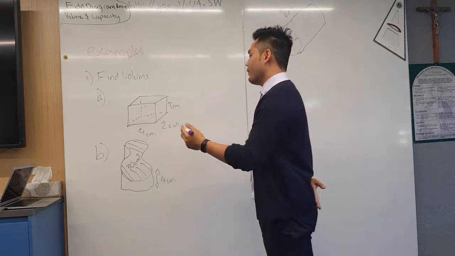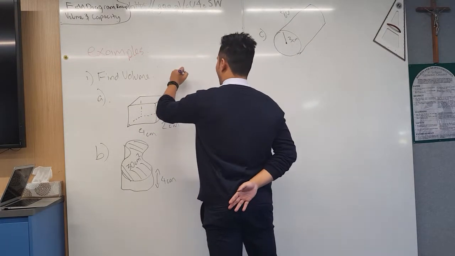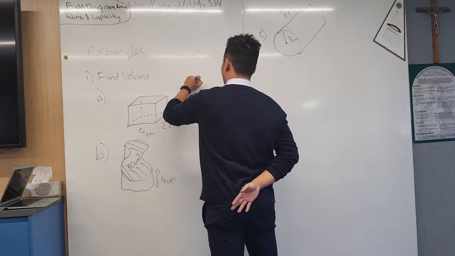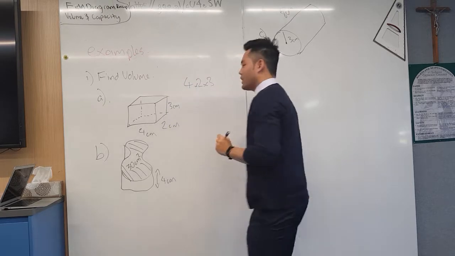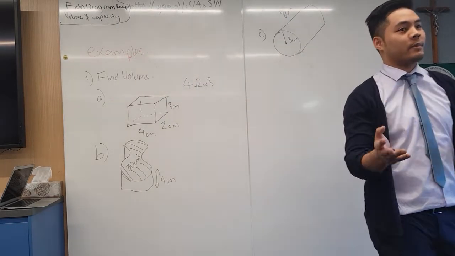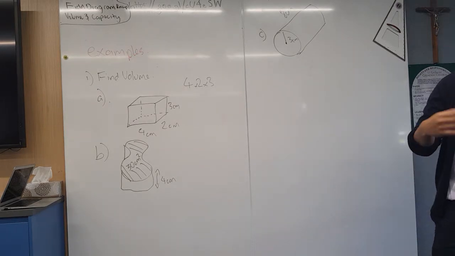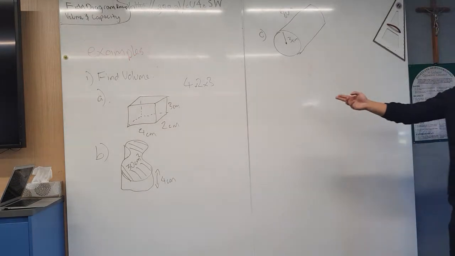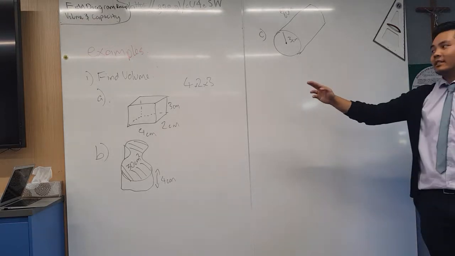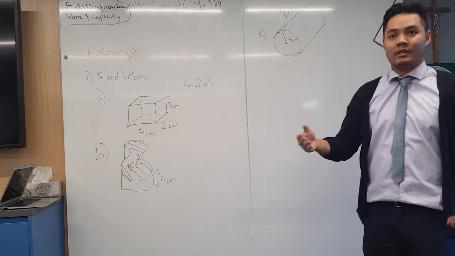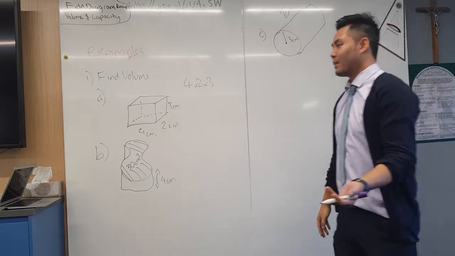Okay. So the first one, to find the volume, it's just 4 times 2 times 3. So for all rectangular prisms and square prisms, it doesn't matter which way you put it. 4 times 2 times 3 is the same thing as 3 times 2 times 4, which is the same thing as 2 times 3 times 4. Is that true, guys? Okay.